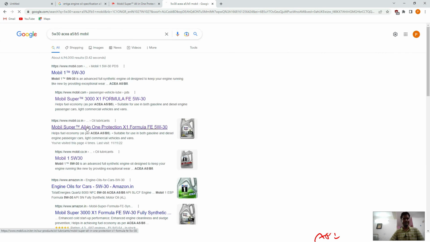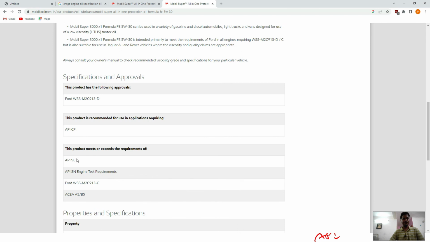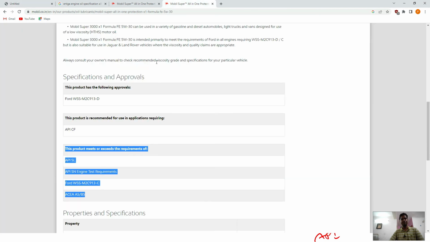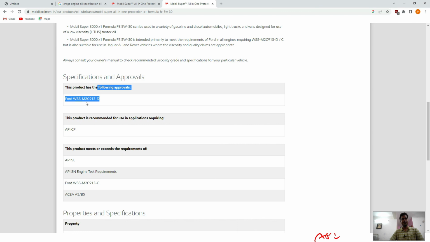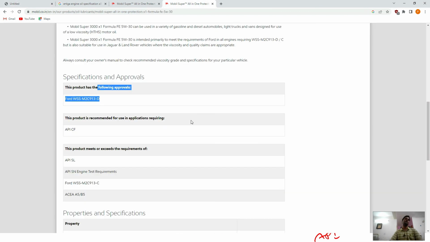If I go to the Indian site, you can see here it's a 5W30 engine oil, and if you see, this product meets or exceeds the requirement of ACEA A5/B5. So this is very important. So this oil will suit my car. And apart from that, this oil also has Ford specific approvals too. If you see, this product has the approval of M2C913-D. So this is the best oil that suits my car.